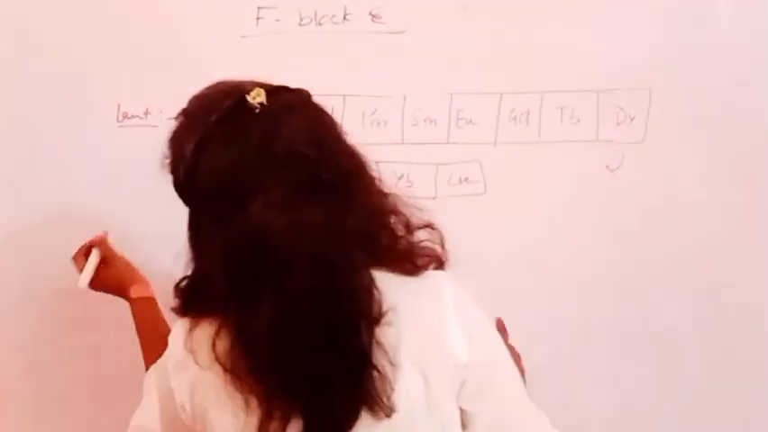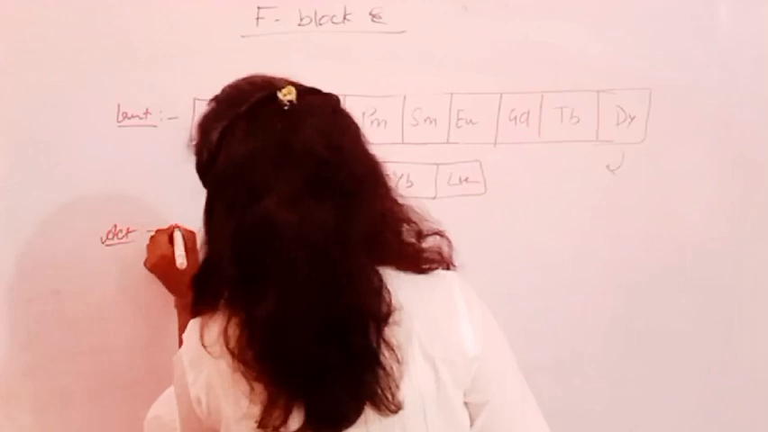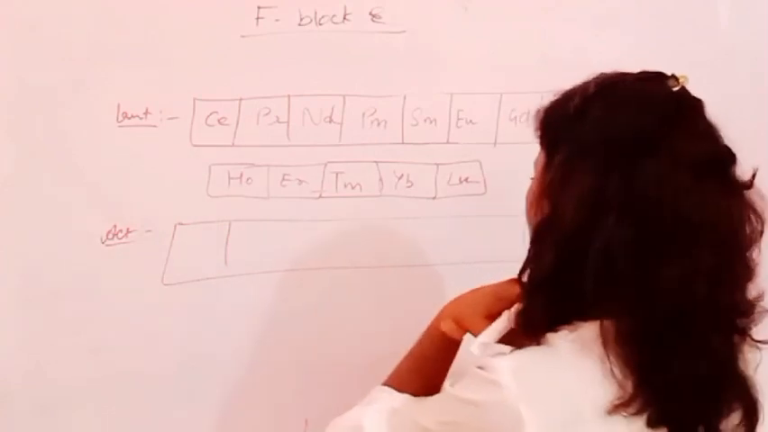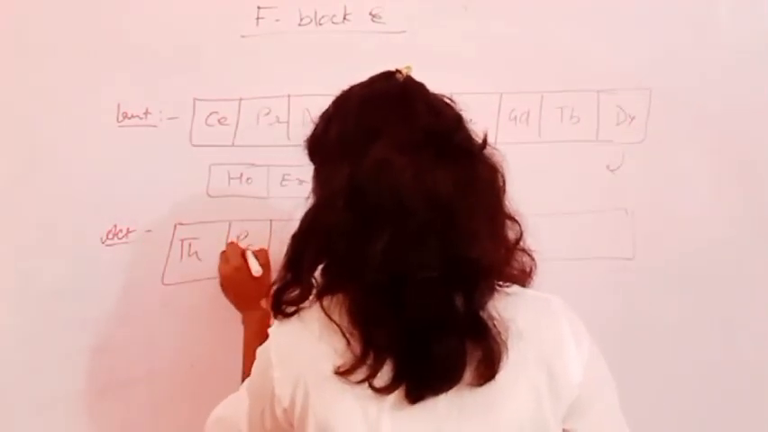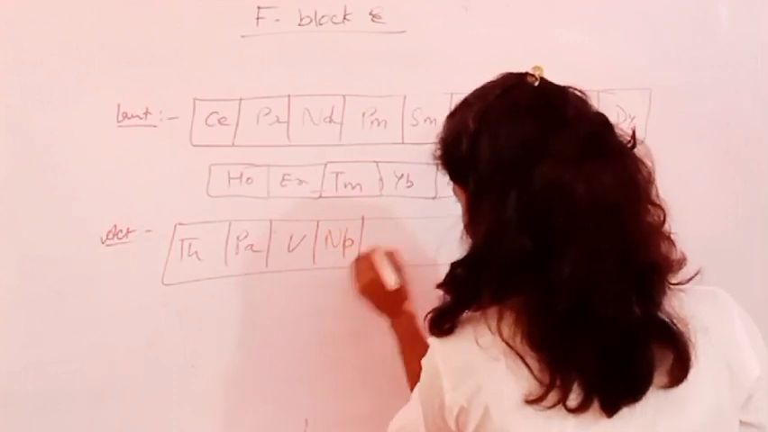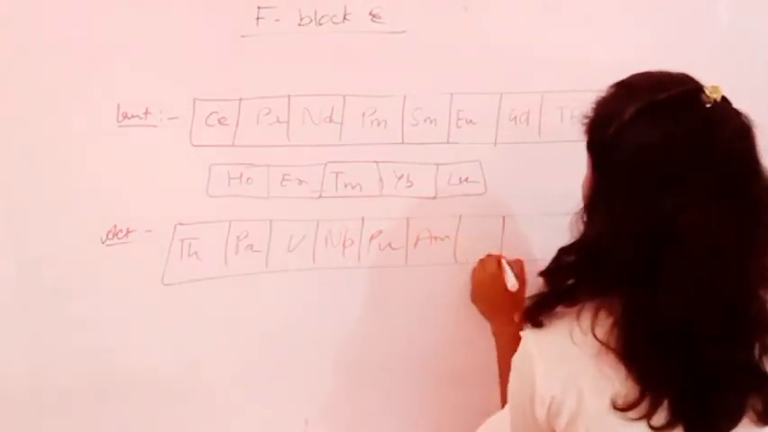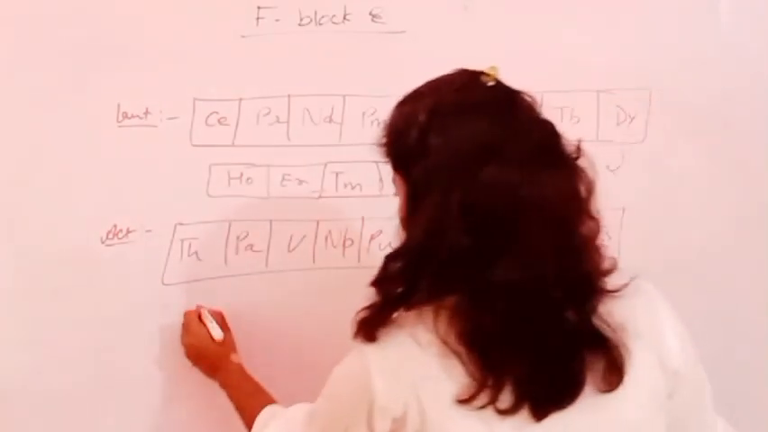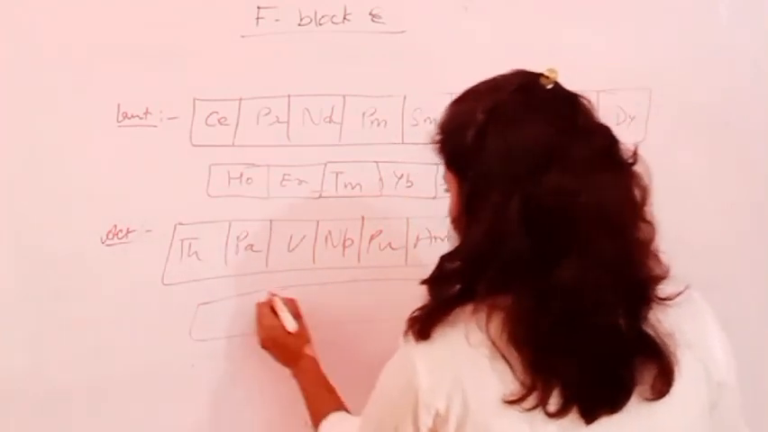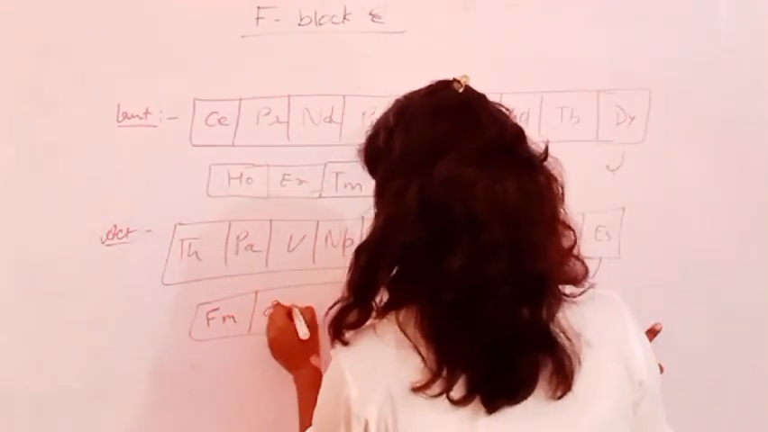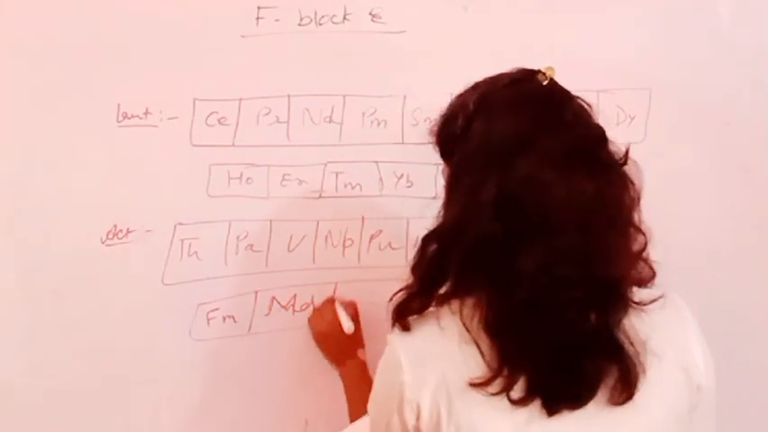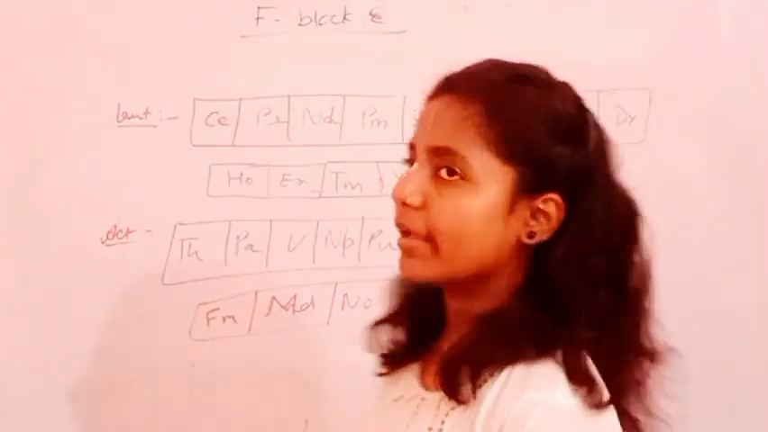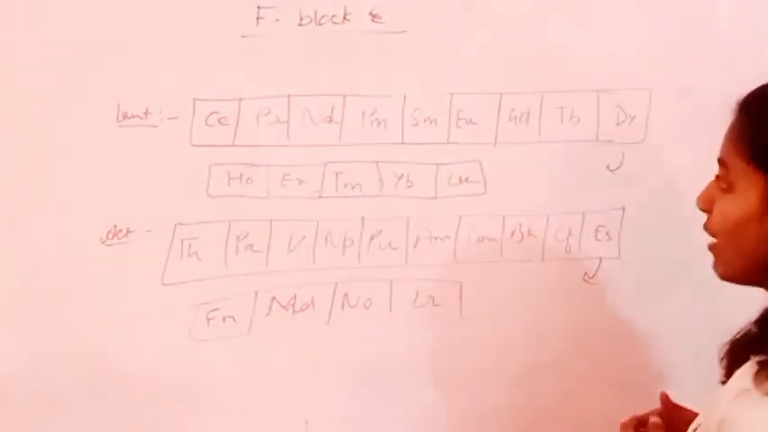Now moving ahead to your actinoids, what are the trick and what are the elements that are going to be common? Number one is going to be Th, Pa, U, and Np. So this is the list for your actinoids in your F block element. Hopefully clear to every one of you.